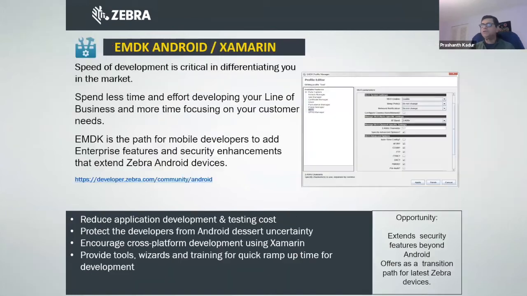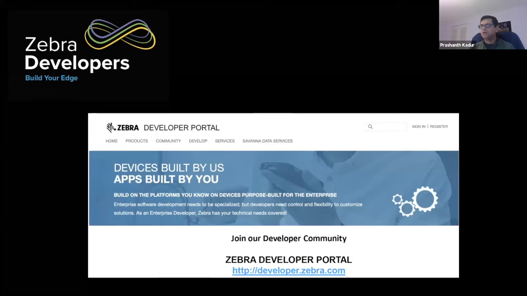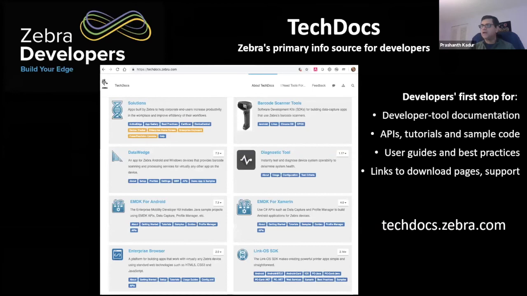I am going to skip the enterprise browser and all of that, EMM toolkit, and then I'm going to come to some of the important things, such as TechDocs. We talked about it just a while ago. This is very important. All our information is in TechDocs, MDNA information, including developer tool documentation, APIs, tutorials, sample codes, user guide, best practices, links to download pages, and support. All of this comes under that.